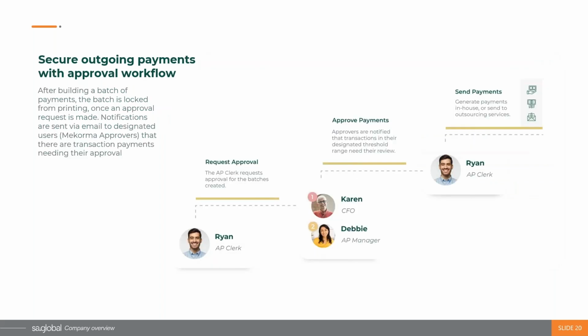Once those batches have been created, then it will kick off a workflow for approvals. Depending on how you configure your workflow, it's ultimately configurable, but this is an example here where Ryan, our AP clerk, will select the payments that are ready for payment using that criteria across companies. And then based on those payments, either Debbie, Karen, or both will be responsible for approving them. Once approved, those will come back to Ryan for him then to actually execute those payments to those vendors.